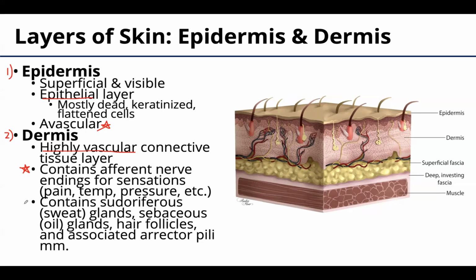Also present in the dermis are sudoriferous or sweat glands, and sebaceous, aka oil glands or oily glands. Hair follicles are also going to be located in the dermis, as well as associated musculature called erector pili muscles that will stand up in situations of excitement or fear.